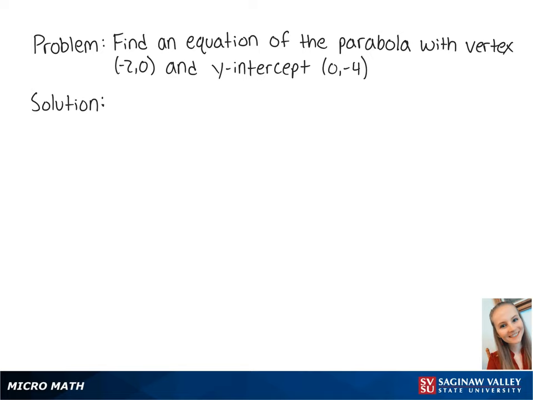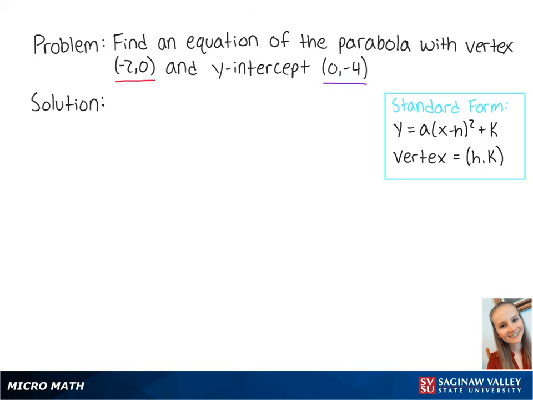For this problem, we want to find an equation of the parabola with vertex (-2, 0) and y-intercept (0, -4). We're going to use standard form to plug in the coordinates of the vertex and solve for a. When we plug in the coordinates of the vertex, we get y = a(x + 2)^2 + 0. Now we plug in the point (0, -4) and solve for a.